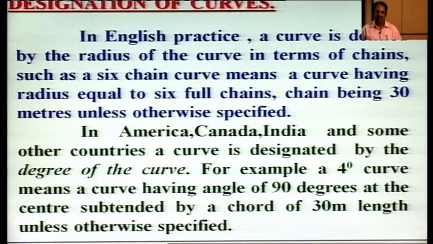means a curve having an angle of 90 degrees at the center subtended by a chord of 30-meter length unless otherwise specified.